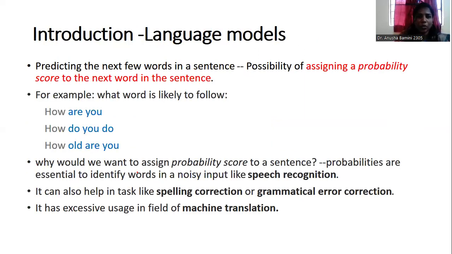So here we are using the N-gram language model, which assigns a probability score to the next word in a sentence. So for a sentence or a word, we are assigning a particular probability to each and every word. For instance, I am typing "how" in a Google search. The suggestions may be how are you, how do you do, how old are you. But which one is having higher probability?